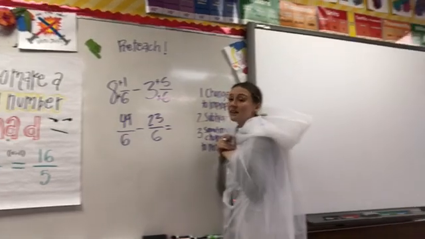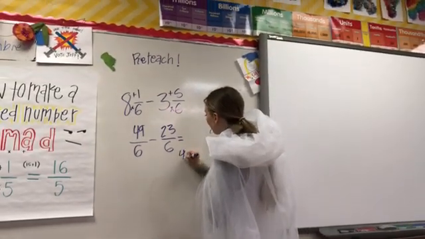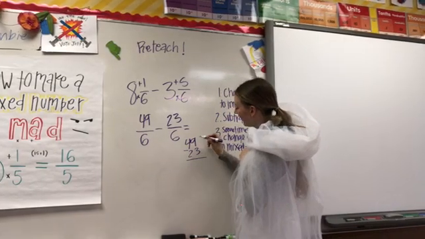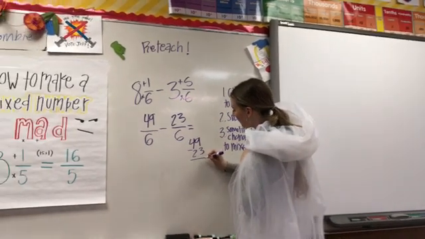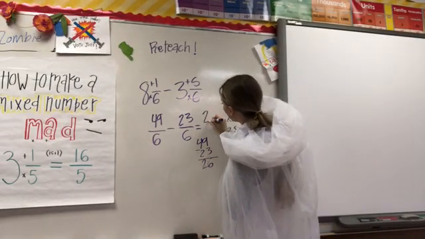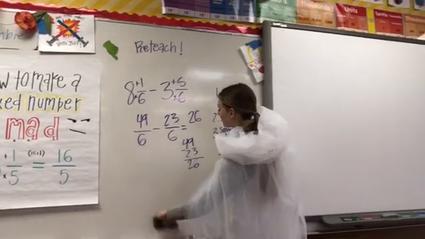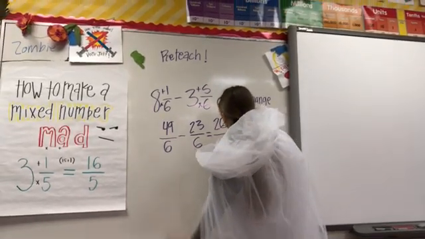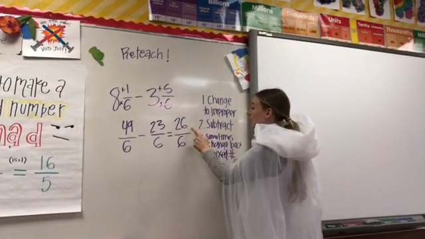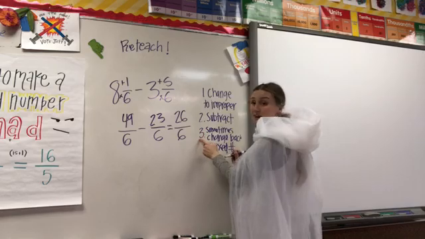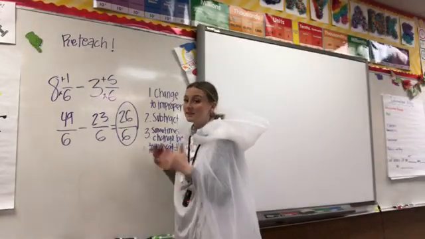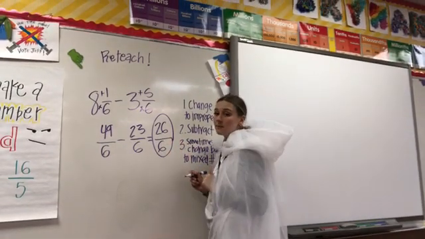All right, so these are some bigger numbers. So we need to do 49 minus 23. Okay, 9 minus 3 is 6. 4 minus 2 is 2. So we have 26, and we keep our same denominator of 6. And see, we subtracted, but now this is an improper fraction. So now we have to go to step 3. We need to take this number and change it into a mixed number because the number on top is bigger than the number on bottom.